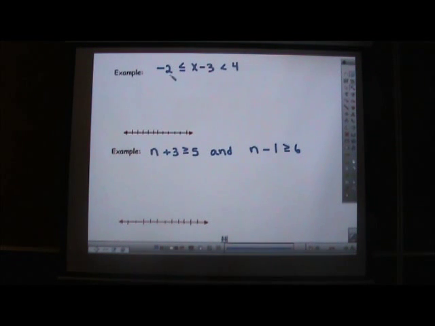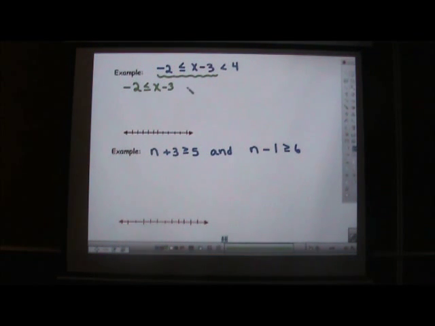Alright, the first example here at the top: -2 is less than or equal to x minus 3, which is less than 4. The first thing I want you to do is to separate this into two separate inequalities. As you start to read, you read -2 is less than or equal to x minus 3, and you stop here before you get to the other sign. So let's write that separate. -2 is less than or equal to x minus 3.